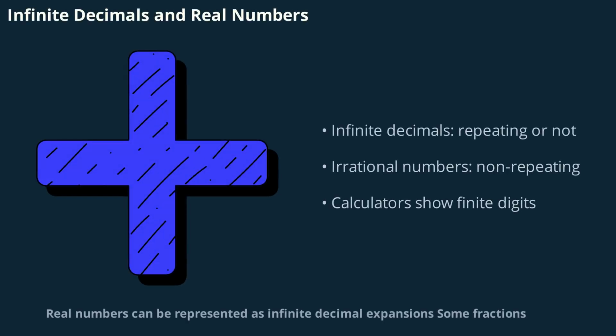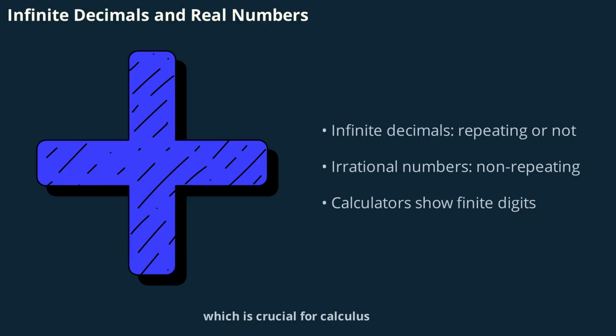Real numbers can be represented as infinite decimal expansions. Some fractions like 1/3 have repeating decimals, while others like 1/7 repeat in longer cycles. Irrational numbers such as the square root of 2 have non-repeating, non-terminating decimals. Calculators can only show a finite number of digits, but mathematically these numbers go on forever. The idea of infinite decimals helps us understand the continuum of real numbers, which is crucial for calculus.